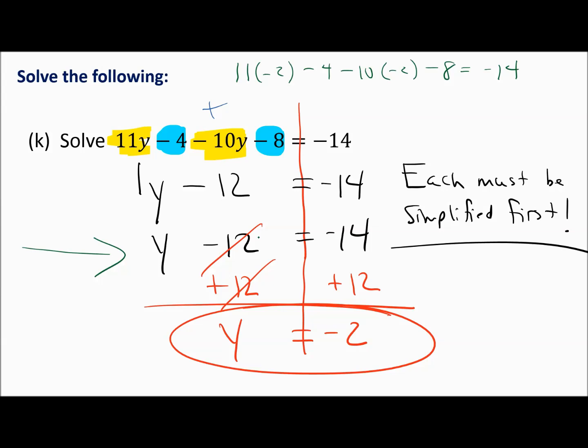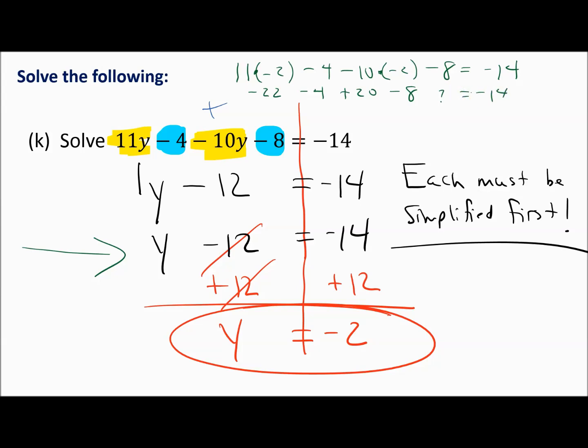This is order of operations. I must multiply here and here before I can add. So 11 times negative 2 is negative 22. I'm recopying the minus 4. Negative 10 times negative 2 is positive 20. And I'm recopying the minus 8. Question is, is that really equal to negative 14? That's what we're trying to figure out.